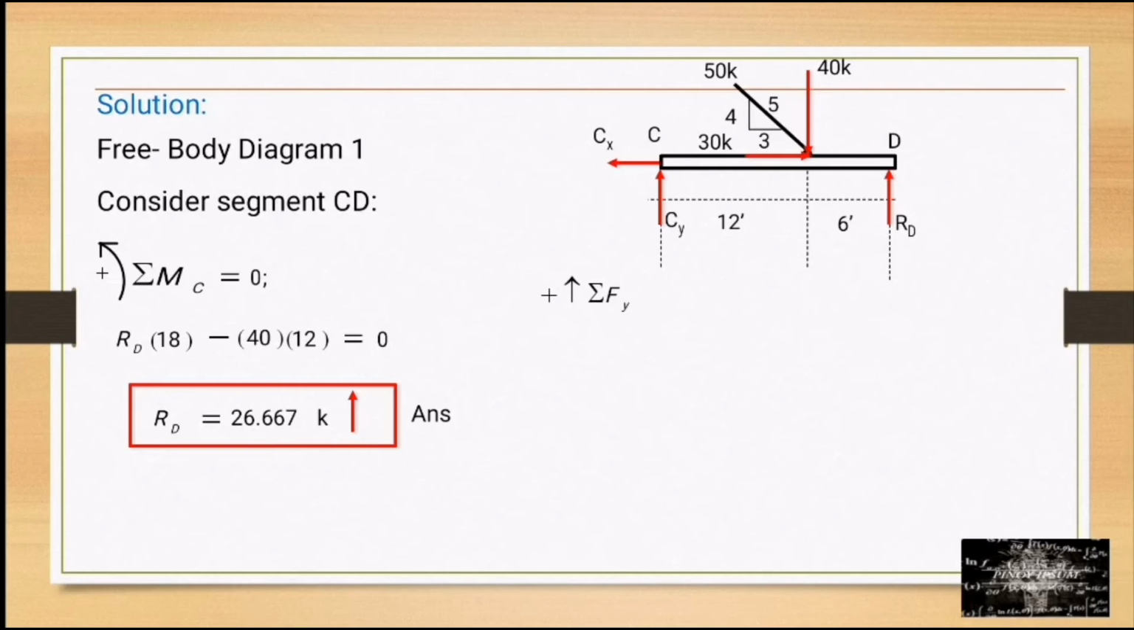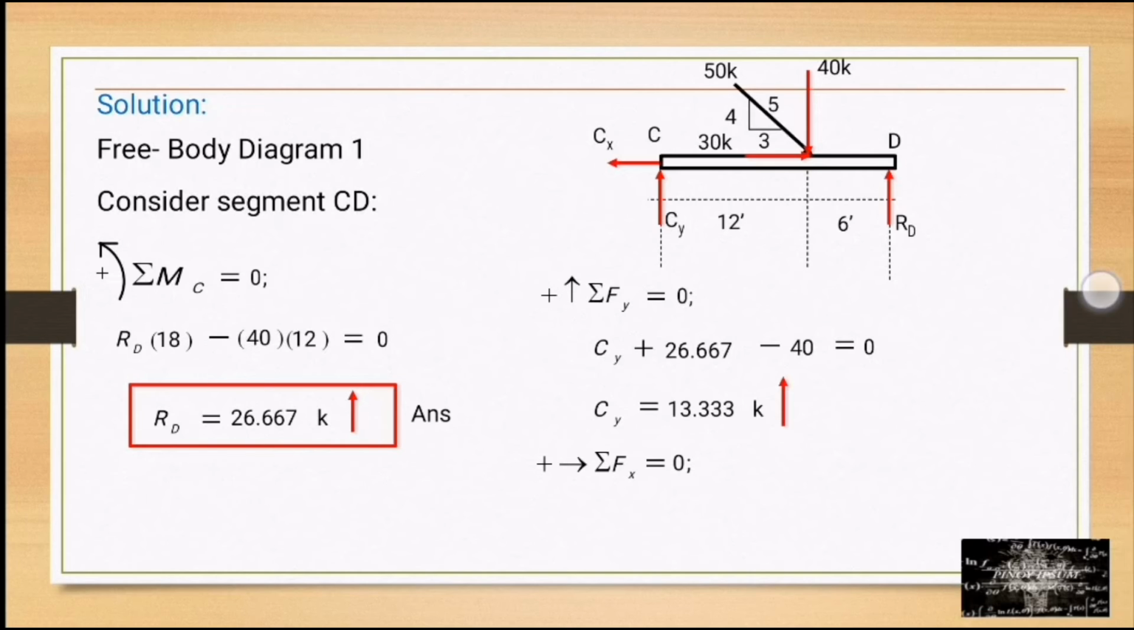Summation of forces along Y is equal to 0 para ma-solve yung CY, no? So, CY plus RD, so, 26.667 minus 40 is equal to 0. So, yung CY natin is equal to 13.333 kips. So, upward. Summation of forces along X is equal to 0. So, by inspection, ang CX is equal to 30 kips. Okay?